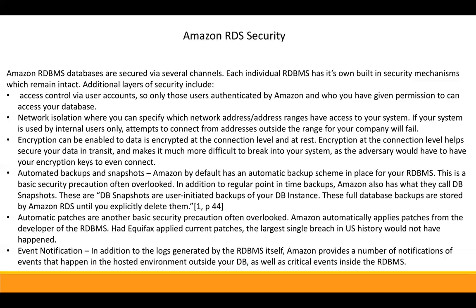So the automatic patches are another basic security precaution that is often overlooked. Amazon automatically applies patches from the developer of the RDBMS. Had Equifax applied current patches, the largest single breach in US history would not have happened. Might be interesting to take a look at that. Event notification. In addition to the logs generated by the RDBMS itself, Amazon provides a number of notifications of events that happen in the hosted environment outside your DB, as well as critical events inside the RDBMS.